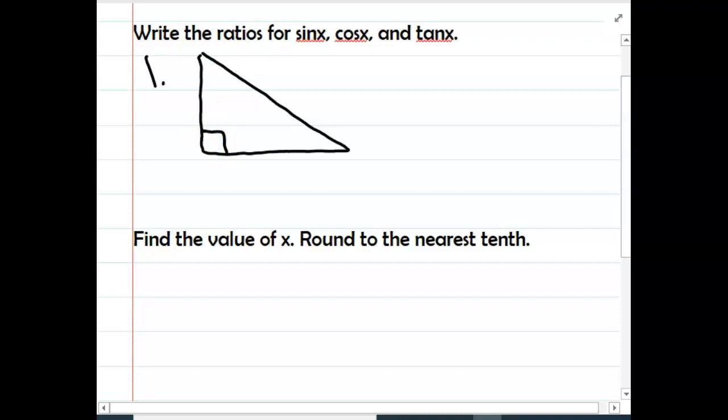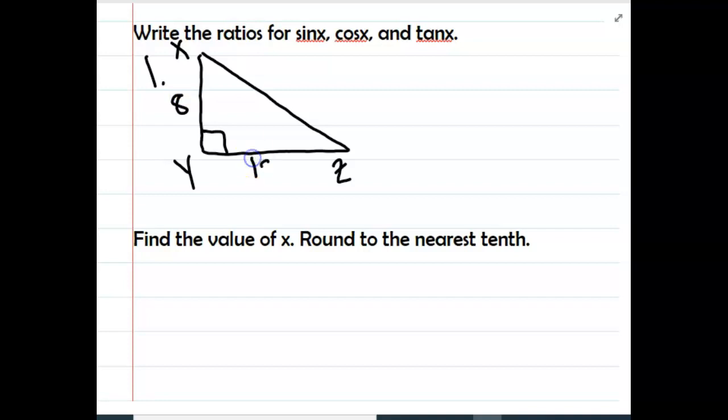Okay, angle X is going to be that top one. Angle Y will be the right angle. Angle Z will be the other one. Okay, XY is going to be 8. YZ is going to be 15, and XZ is going to be 17. Okay, so we're just practicing writing the ratios.